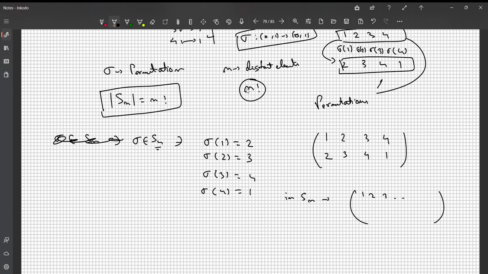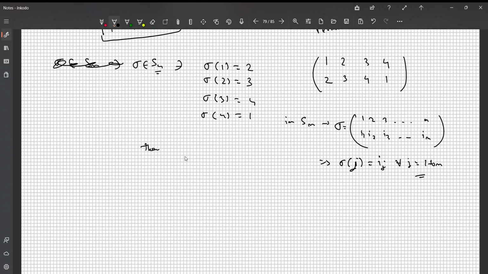In Sn, if you have this representation 1, 2, 3, and so on till n, and say i1 here, i2 here, i3 here, and so on till in here, then sigma equal to this means sigma maps j to ij for all j equal to 1 to n. Clear? Okay. So this is one form of denoting the elements inside Sn.